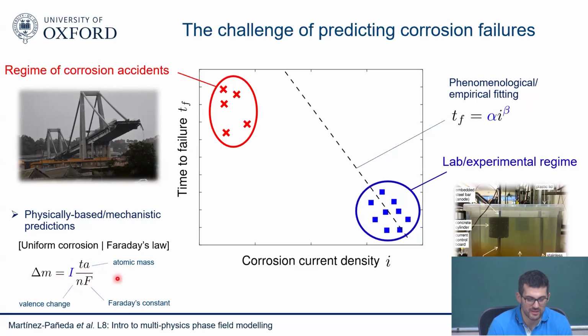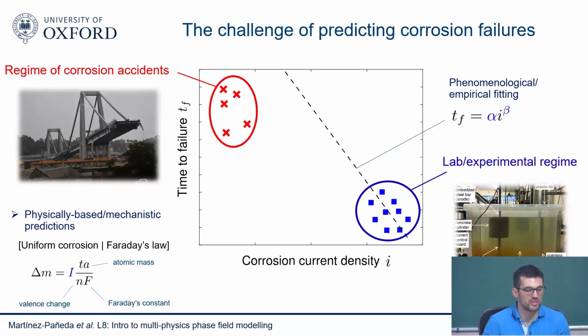Now there's no alpha, beta, there's no fitting to experiments. We have a model that is physically based, that relies on material properties that we know, that we even know before we run an experiment. So this is very good. And this actually has proven to work very well. So uniform corrosion is something that we understand.